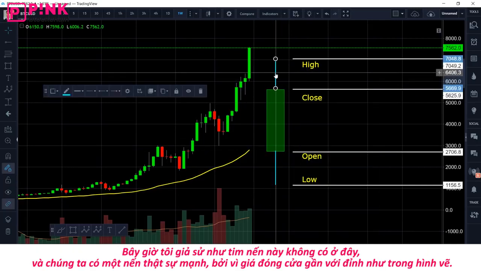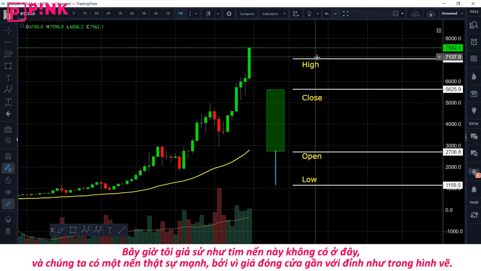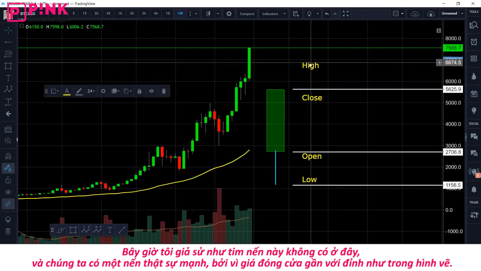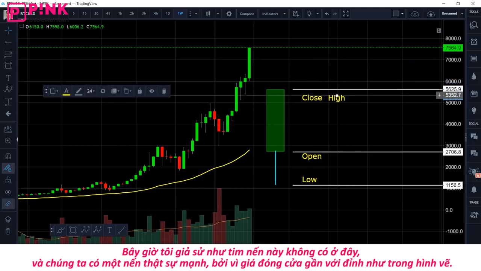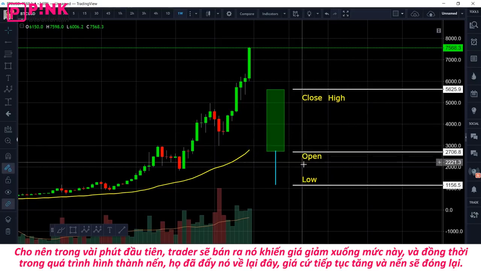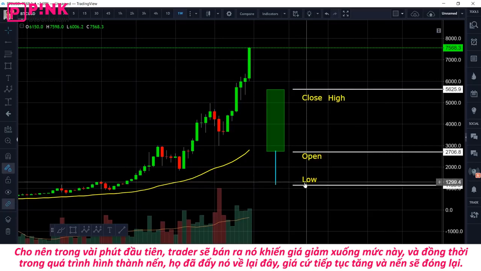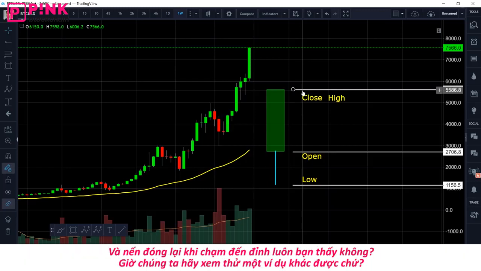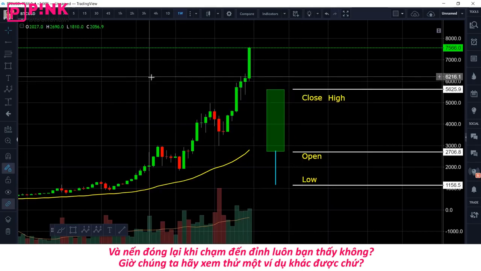Let's say this wick wasn't here, for example. Let's say that wick didn't show over here. That's actually a really strong and powerful candle right here because the close is also equal to the high, okay? So in the first few minutes of the candle, they may have sold it all the way down here, and by the time in between the candle formation, they pushed it back up to here, and then they pushed it all the way back up to here, and by the time the candle finishes closing, it actually closes where the high also is, right?